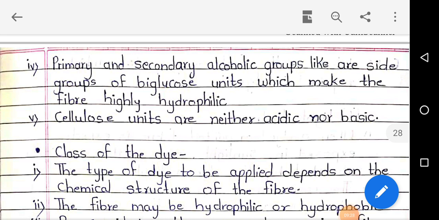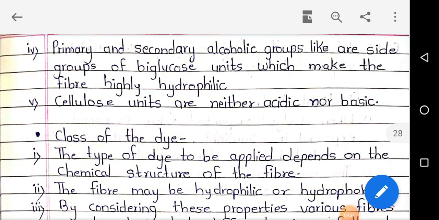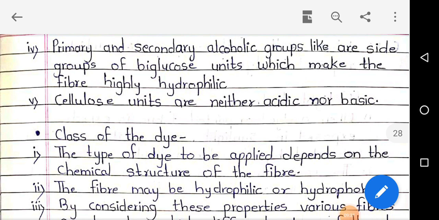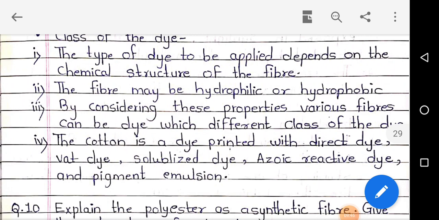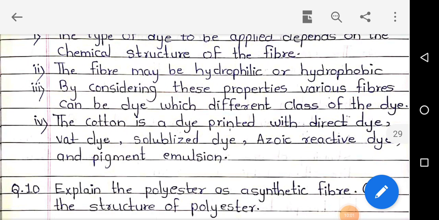Next is the big question. We have studied the structure of cotton. Now which types of dyes are useful, so that they give more sharpness to the cotton and make it more shining and good looking? The types of dyes to be applied depend upon the structure of the fibers. Fiber may be hydrophilic or hydrophobic. By considering these properties, various fibers can be dyed.